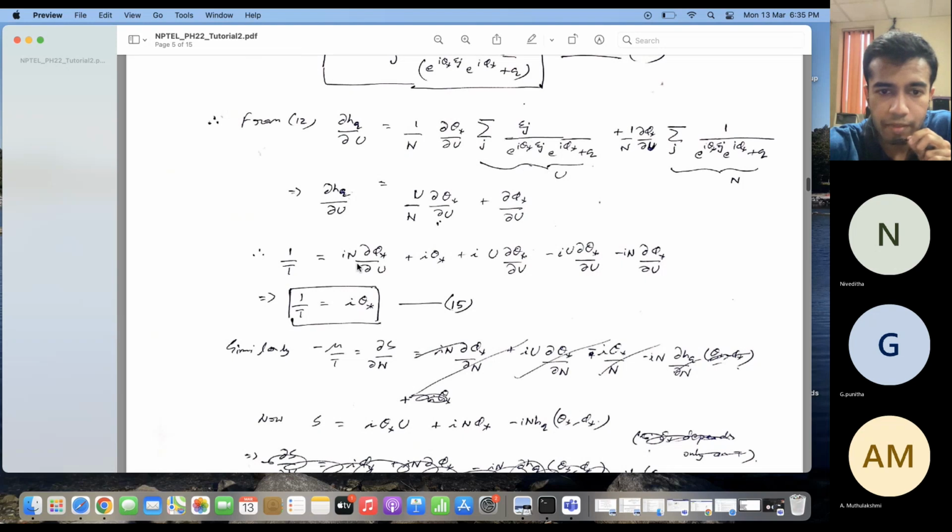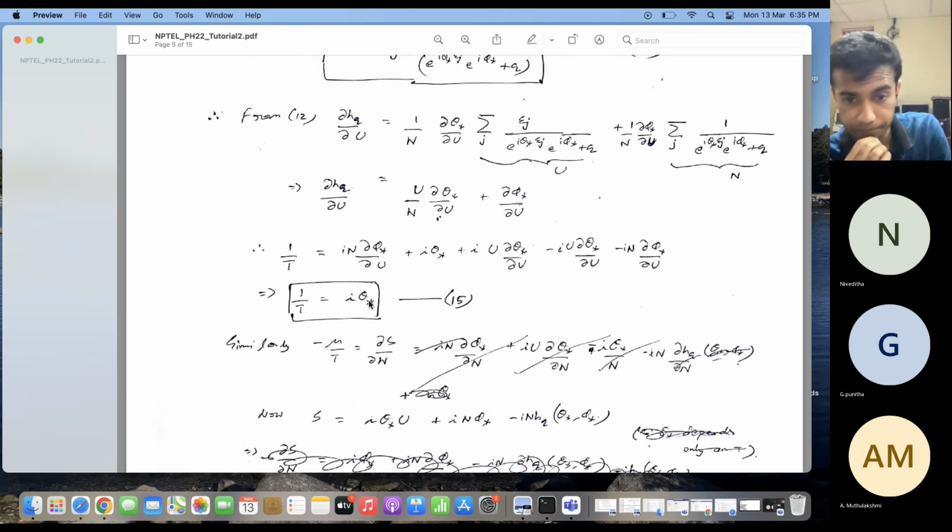And as you can see, this term and this term cancel out, and this term cancels out, and I'm left with I theta star only. So then 1 by T is equal to I theta star. This tells me an important thing: this quantity theta star depends only on temperature and nothing else.